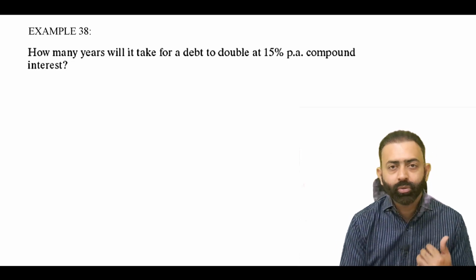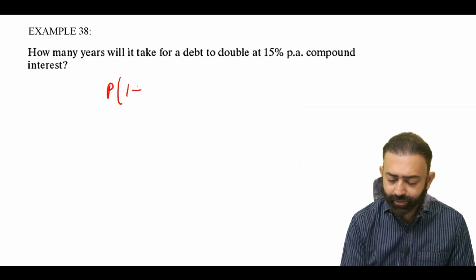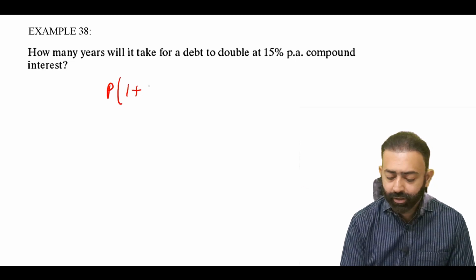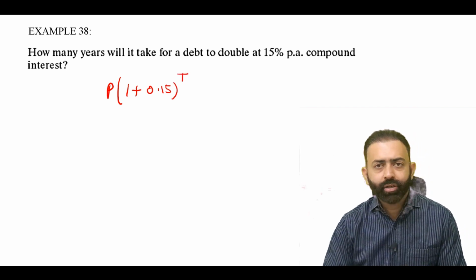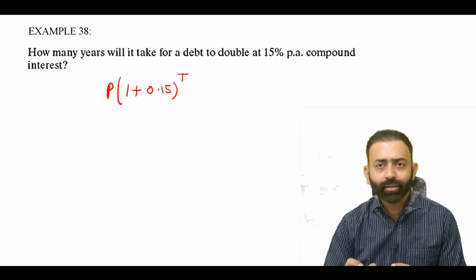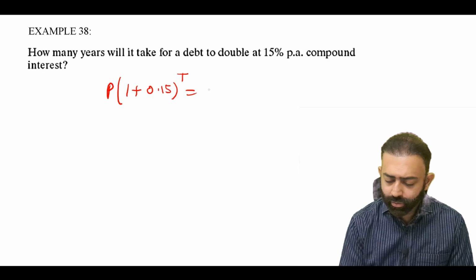Let us say the original principal is P. So P(1 + 0.15)^t, where the rate of interest is 15%, so I write 0.15, and this t I need to find out. This is the amount after t number of years, and this is double the principal amount, so I should equate this to 2P.